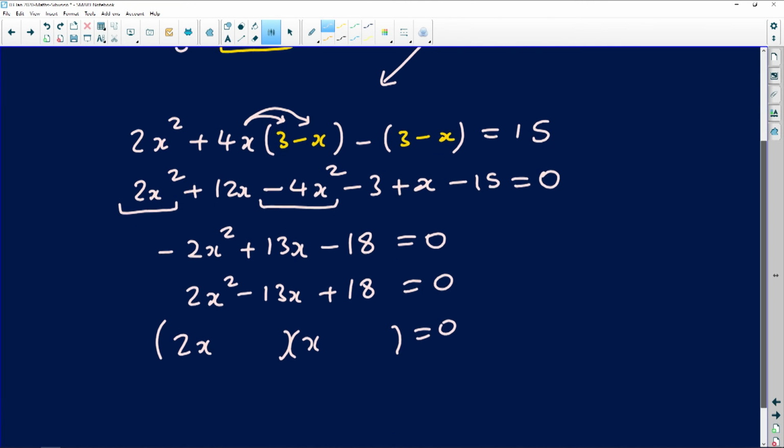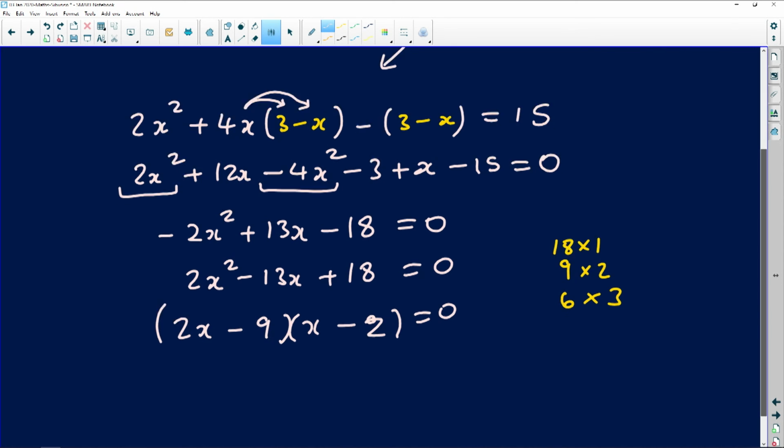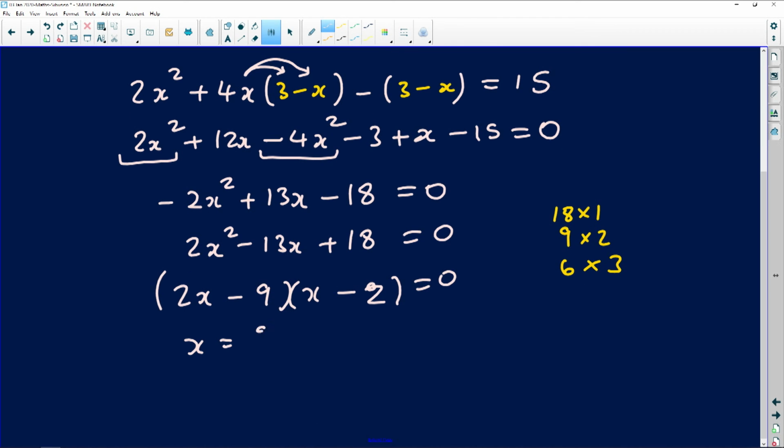I needed 13. Factors of 18, I could use 18 times 1, but that will not get me 13. I could use 9 times 2. I could use 6 times 3. I needed 13. If I have 9 times 2, it's going to be a 9 and a 4, which will give me the 13 that I'm looking for. But I need my 9 to be here, and I need my 2 to be here. They must both be negative. Okay, negative 9 and negative 4 will give you negative 13, and you get your positive 18 when you multiply those two numbers. One x is 9 halves, and the other x is 2.